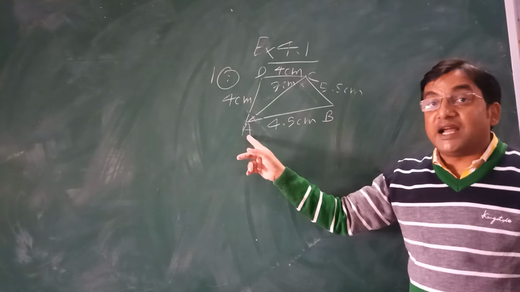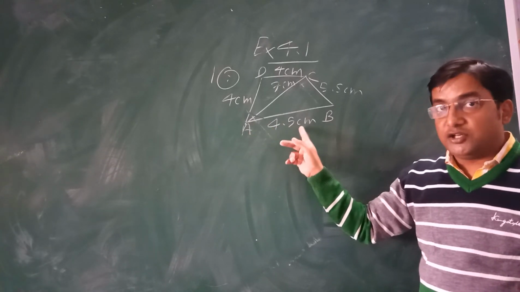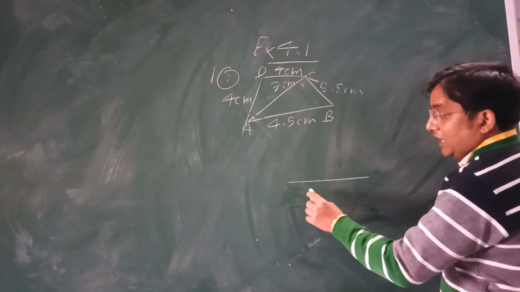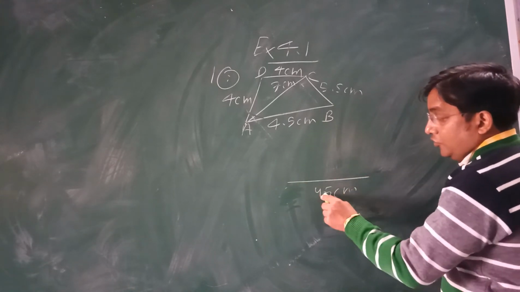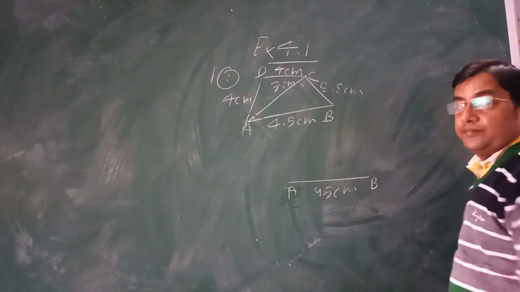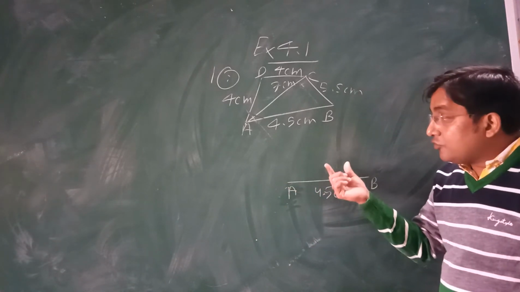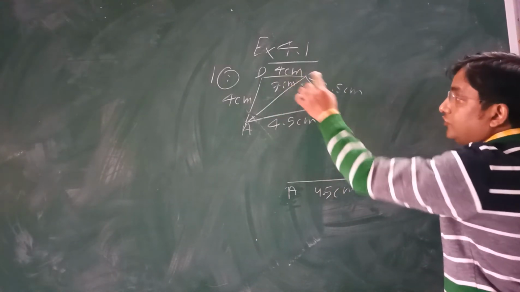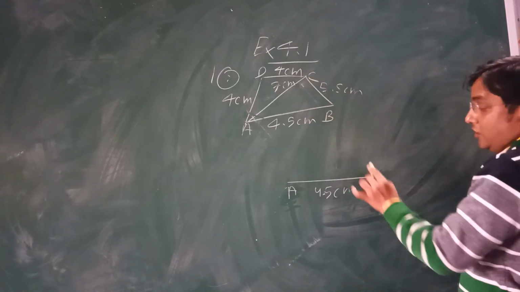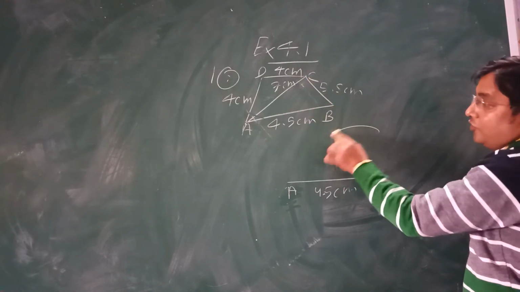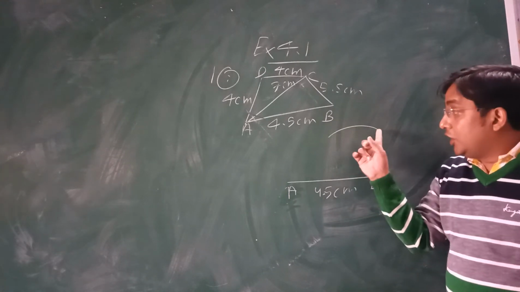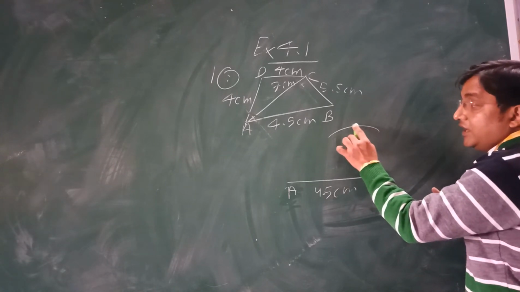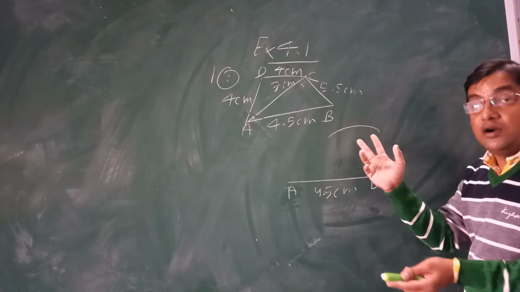When you draw a line segment of 4.5 centimeter, you will get 2 points, A and B. Now you need 2 more points. What is the distance from B to C? It is 5.5 centimeter. So from B you draw an arc of 5.5. But remember, you will not get C. C can be anywhere along it. You cannot locate it.